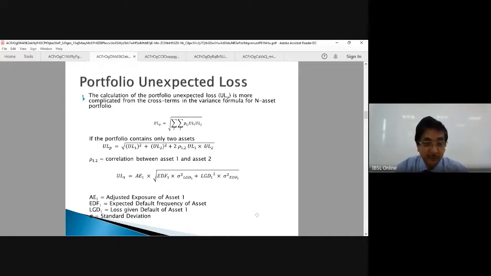Now just imagine a situation where rho is 0. Rho is 0 means in a very sound economic background, the loans may not have a default correlation because each loan has its own independent activity. So therefore, in a very sound economic situation, rho can be 0. No relationship at all. Then the 2 rho 1 2 UL1 into UL2 term doesn't come because it comes to 0. Then the answer would be ULP is equal to the square root of UL1 squared plus UL2 squared. So that is how you can get the portfolio unexpected loss.